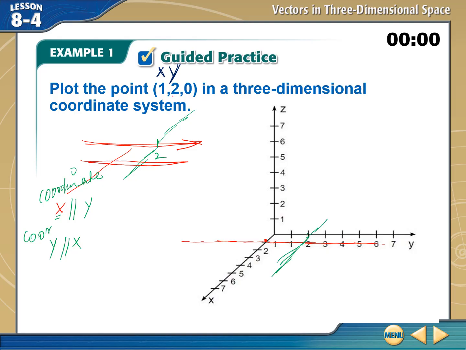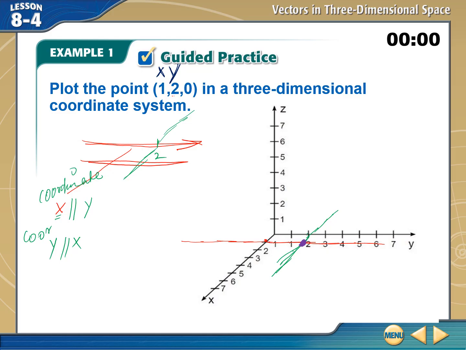Now, where the two lines meet is your actual point. Here the lines are meeting. So this is your actual point which you have to show.